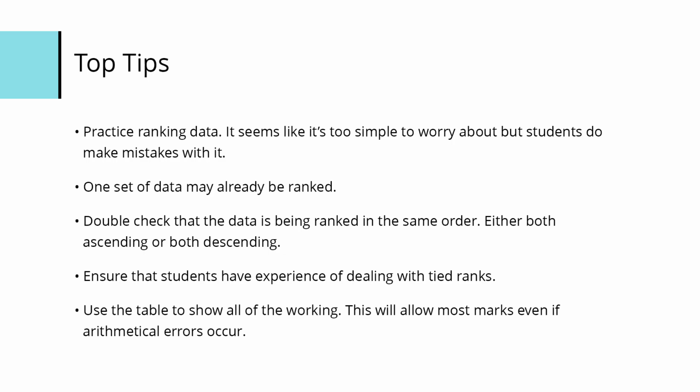You should double check that you're ranking the data in the same order, so either both ascending or both descending. Make sure that students have had a chance to experience how to deal with tied ranks, including when there are sort of three tied or even four tied ranks and how that's handled. And we should make sure that students are using the table to show all of their workings because that will allow most of the marks, even if they make the odd arithmetical error, they're still going to pick up a lot of the method marks there.